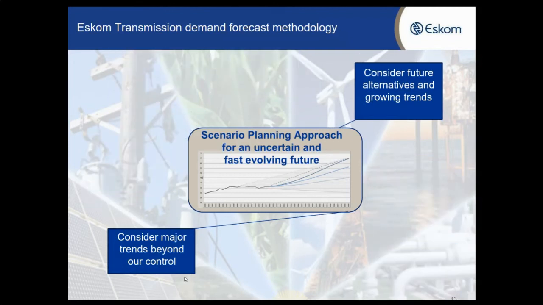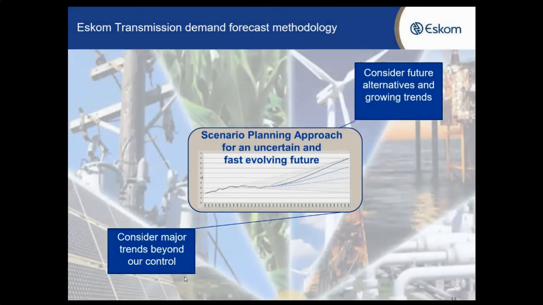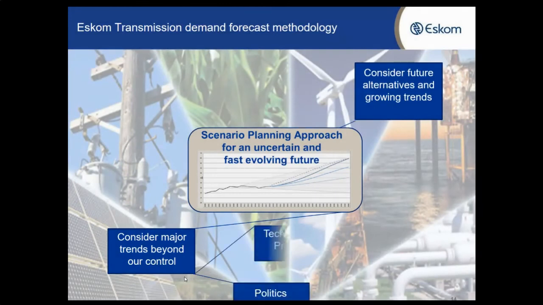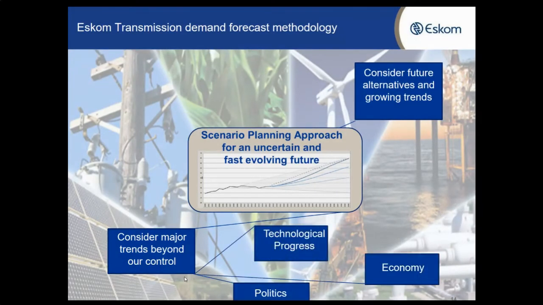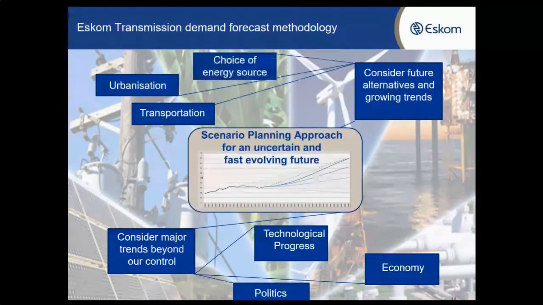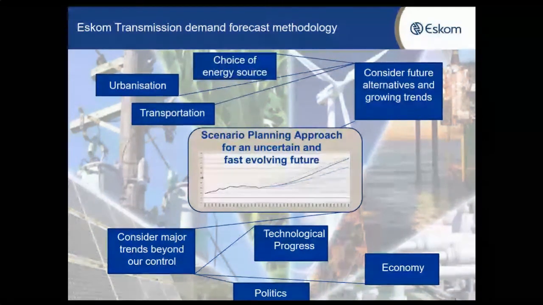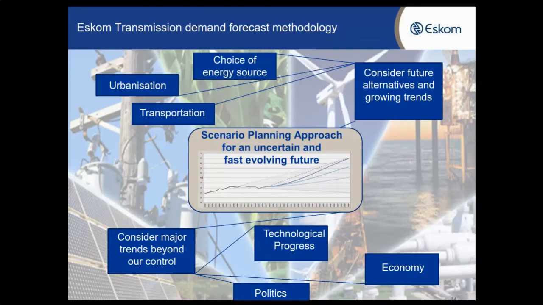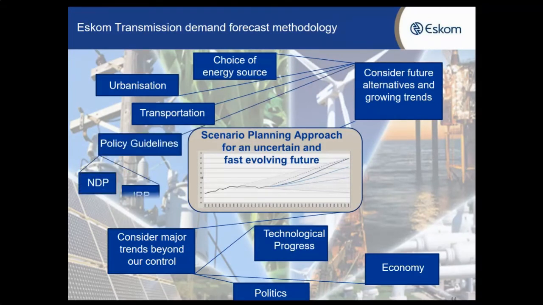So if we bring it a little bit closer to home, we try to focus on considering major trends beyond our control, which are technological progress and the economy and the technology that we need to look at. We also look at considering future trends of urbanization, transportation, and the choice of energy source, which is quite an important point at this stage. With all of this, we still consider our governance and our policy guidelines, which is mainly the National Development Plan and the Integrated Resource Plan, the IRP, coming from the DOE.